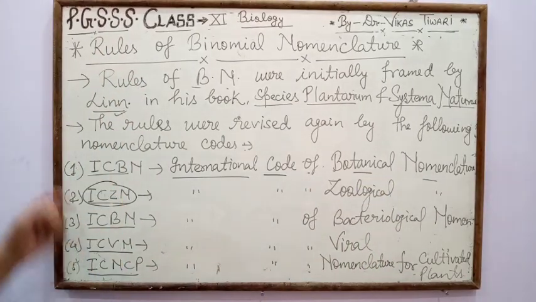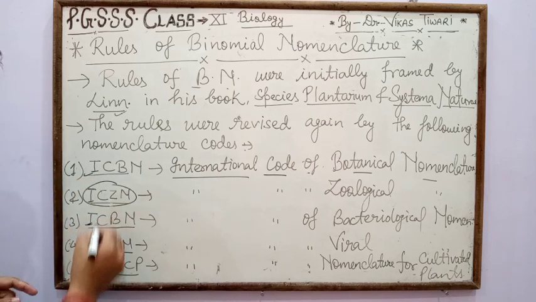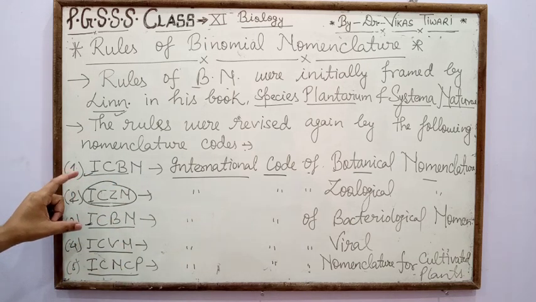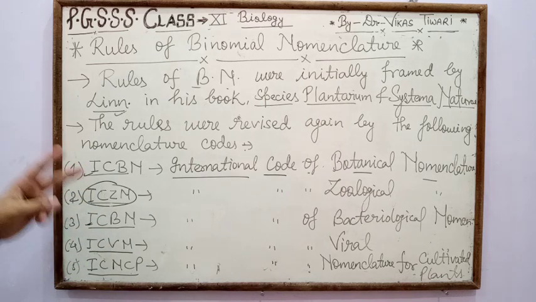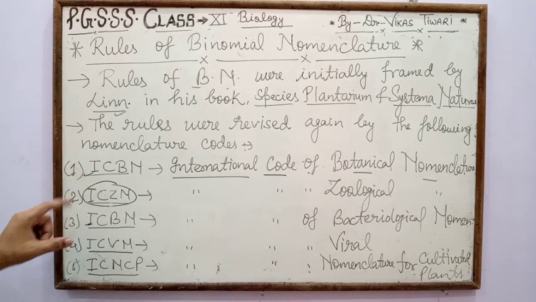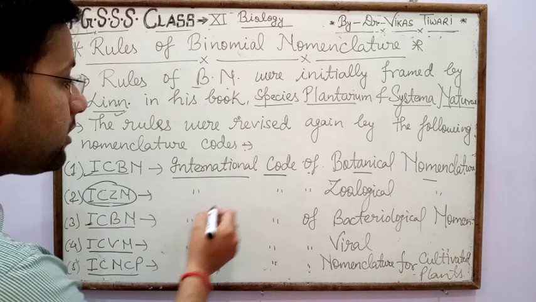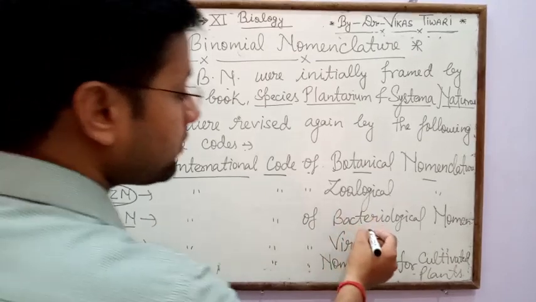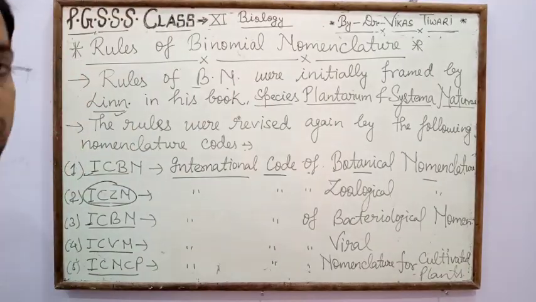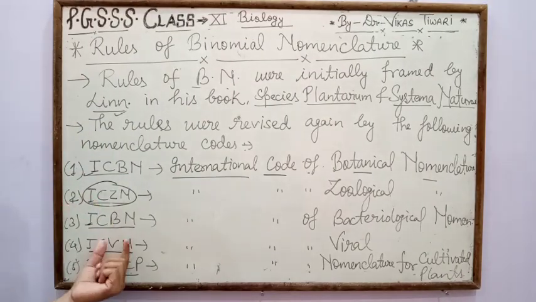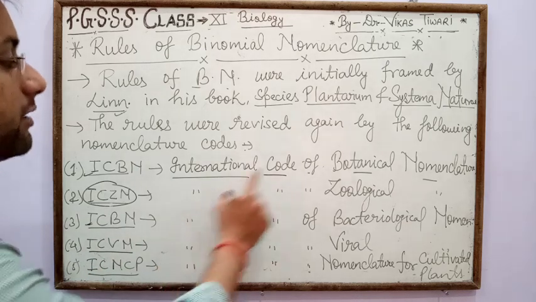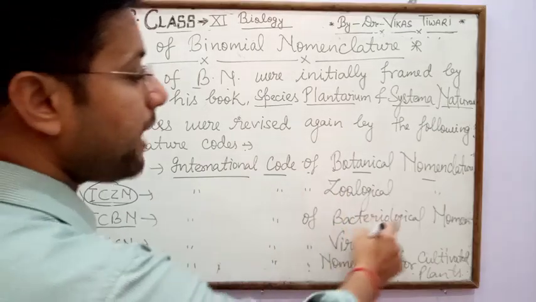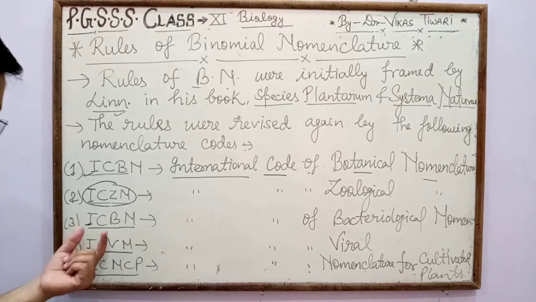Next, ICNB. Students are confused between ICBN and ICNB. So the full form of ICNB is International Code of Nomenclature of Bacteria, that is International Code of Bacteriological Nomenclature.